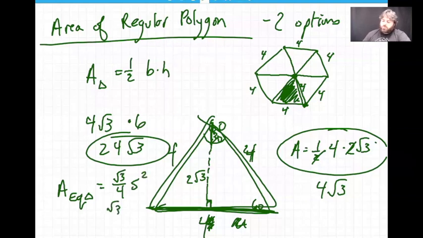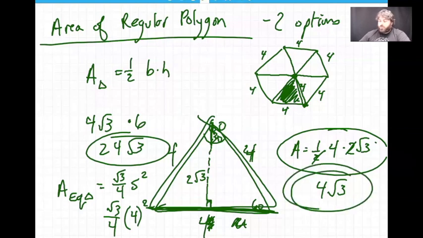It would have been √3/4 times the side length of 4 squared, which comes out to be 4√3. Okay, that would have saved me a little bit of time. Then I could have found the total sum. Okay, so the second option here would be to use the formula. There is a formula for the area of a regular polygon.